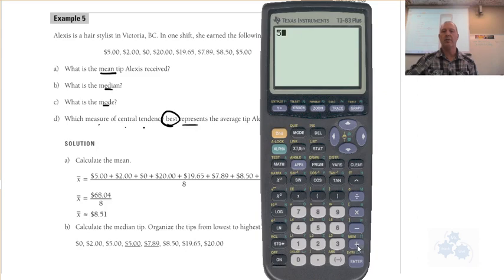So we're going to do 5 plus 2 plus 0 plus 20 plus 19.65 plus 7.89 plus 8.5 plus 5. Okay? If it's $5 even, you don't have to put 0.00. If it's $8.50, you just have to put 8.5. You don't really have to put the 0. Okay? The calculator doesn't care.